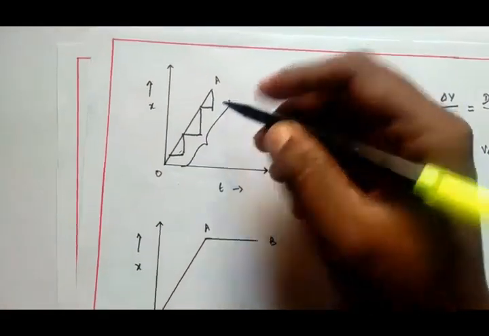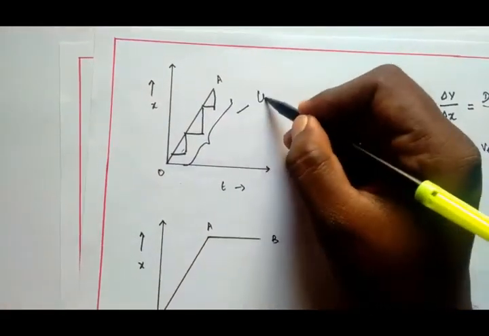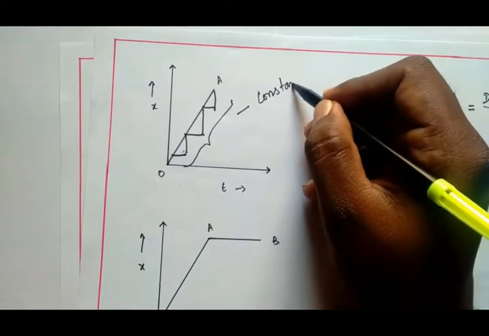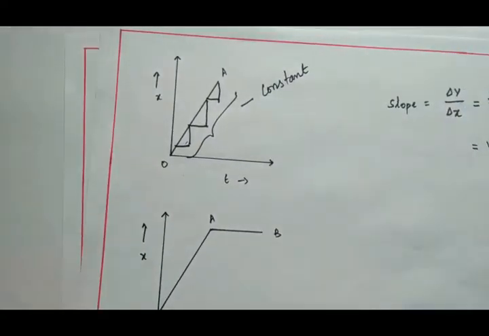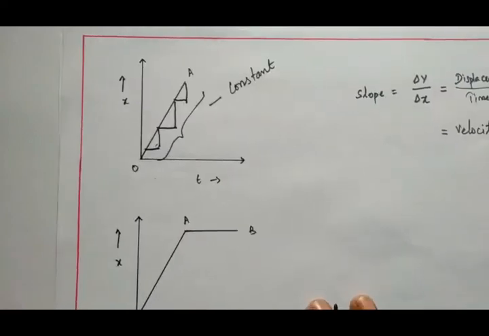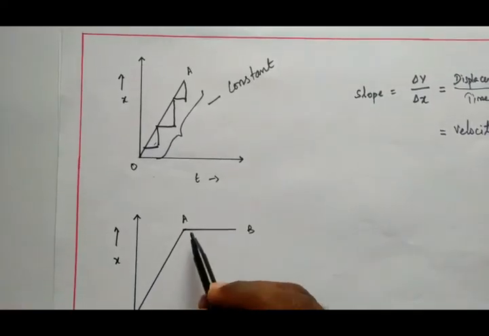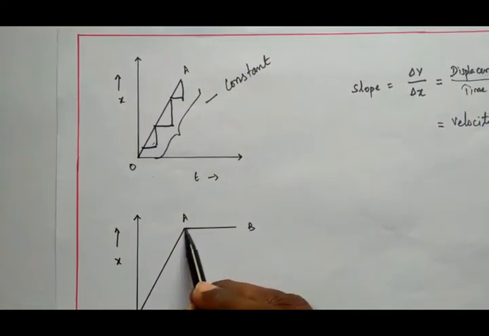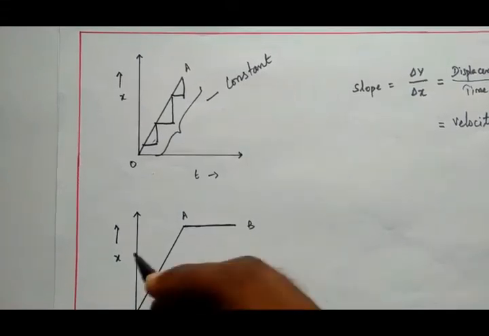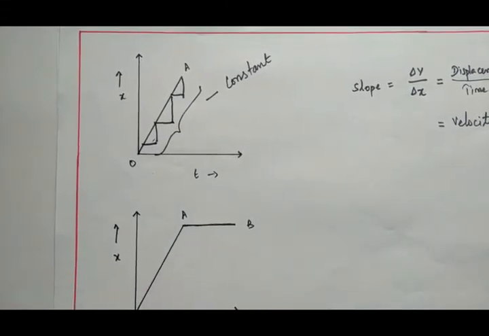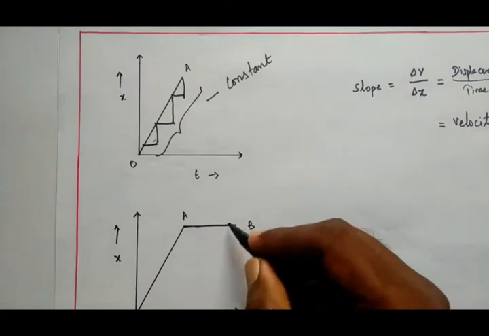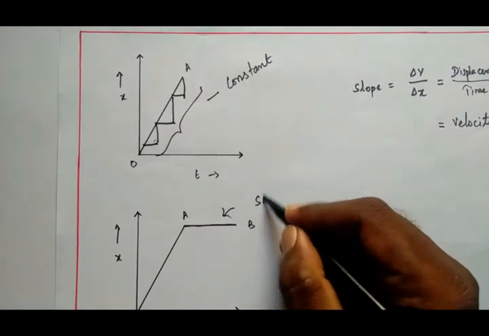What it means is, at any point you take on a straight line, the slope is going to be a constant. If the slope is a constant, the velocity is also going to be a constant. So moving to the second graph, if you see the region AB, which is parallel to the time axis, the displacement doesn't change at all.